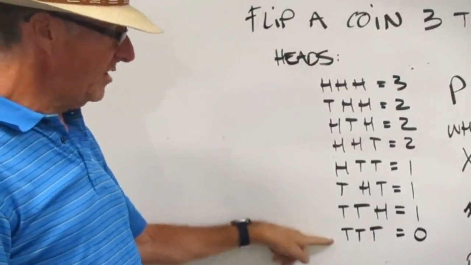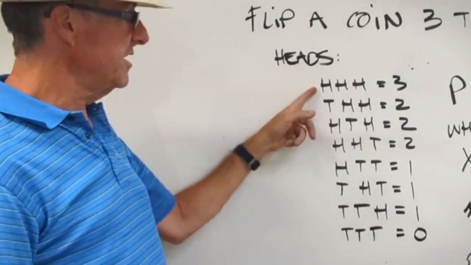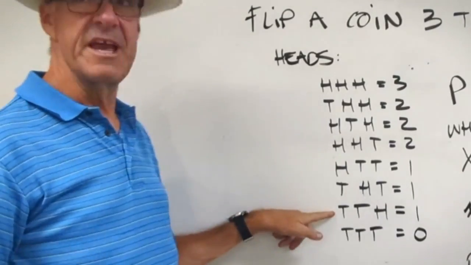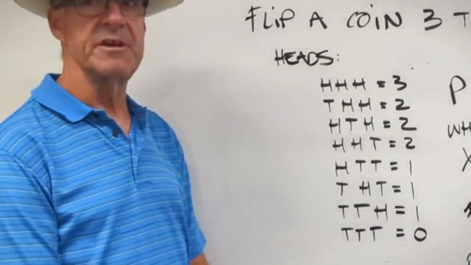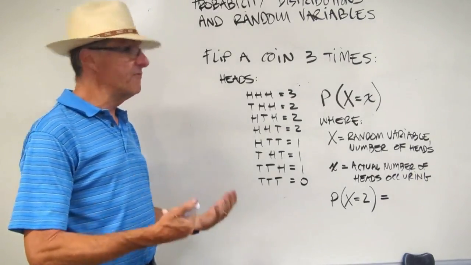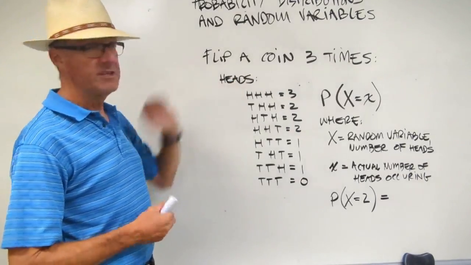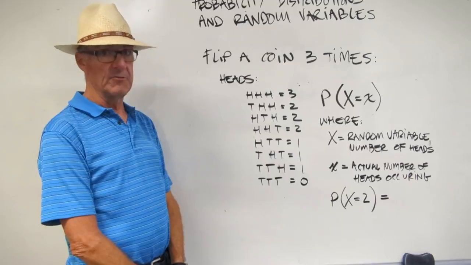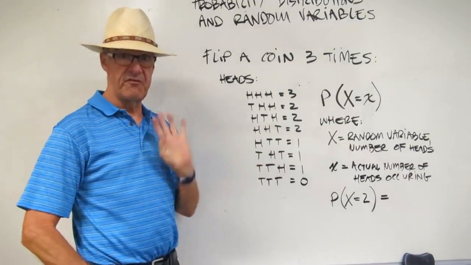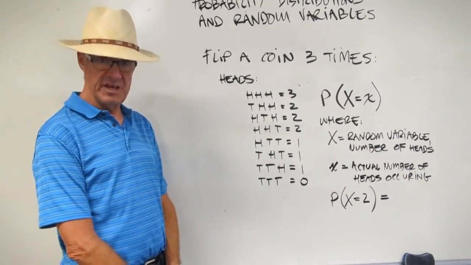Here are our possible outcomes in a list. We get 3 heads. There's 3 ways we can get 2 heads. There's another 3 ways we can get 1 head. And then there's 1 way we can get 0 heads. So we actually have 4 different outcomes for this 3 coin flip problem. We can get 0 heads, 1 head, 2 heads, and 3 heads. So that's 4 outcomes. Let's look at some notation.